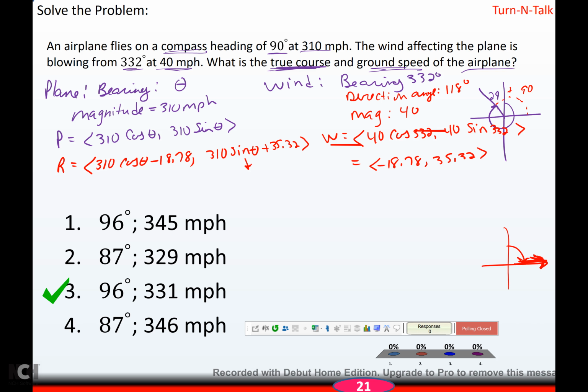So it's off because of rounding. But that should be the answer you get. Okay? All right. And now we're talking about finding the effect of gravity.